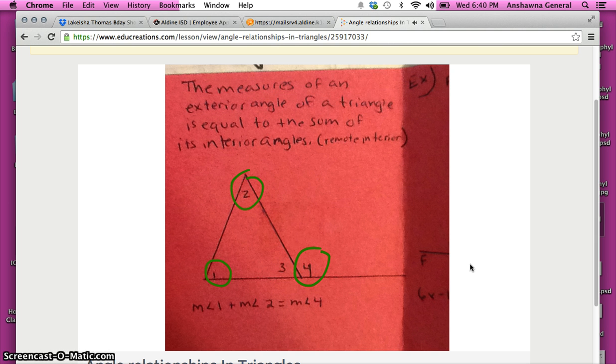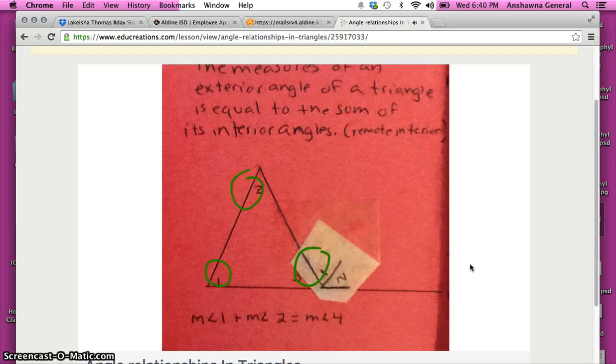Alright? So it says that the measure of angle 1 plus the measure of angle 2 equals the measure of angle 4. And I have a picture that represents that. Notice here, I have this piece of patty paper where I traced angle 1 and traced angle 2, and they fit perfectly inside of angle 4, because the measure of angle 1 plus the measure of angle 2 equals the measure of angle 4.